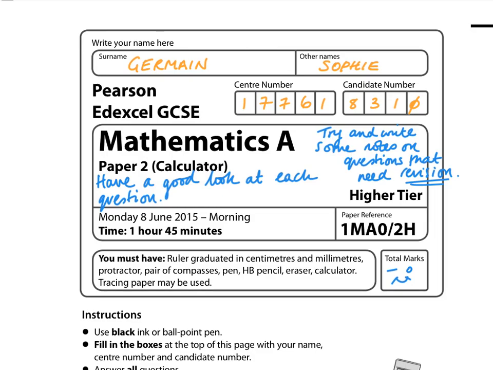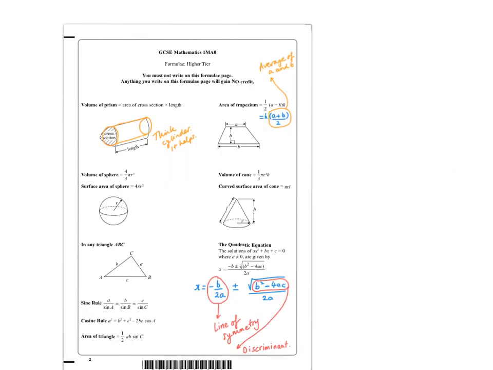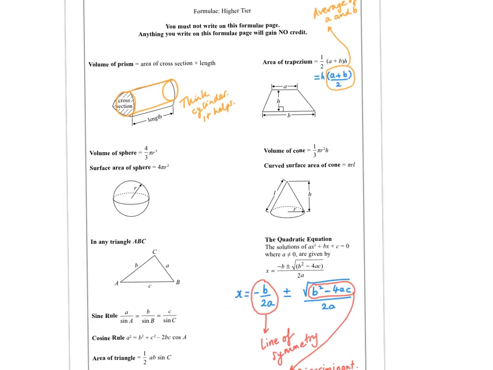So in this video we're going to look at the June 2015 calculator paper. I strongly suggest that you have a good look at each question yourself first and give it a try, and then skip forwards and backwards on the video to the question that you want to look at. So let's have a look at the formula sheet now. Well, I've written a few notes on here for you.